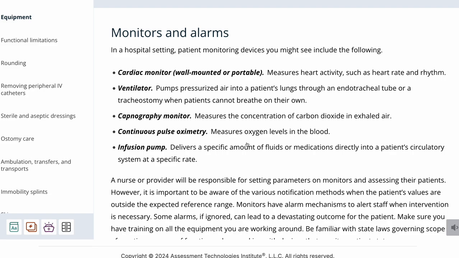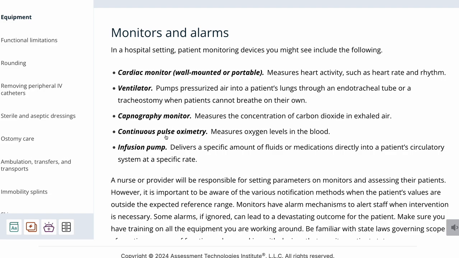In the hospital setting, you're always going to hear monitors and alarms going off. They've got the cardiac monitor, which goes on the wall, and it does the heart rate and the heart rhythm. Remember the ones that we said had the 5 little things on the chest? And then you have ventilators. A ventilator is a machine that makes me breathe. It's like an artificial lung. I can't breathe for myself, so it breathes for me. You have your capnography monitor, which measures carbon dioxide exhaled. Each time the patient breathes out, it measures how much carbon dioxide they're breathing out.